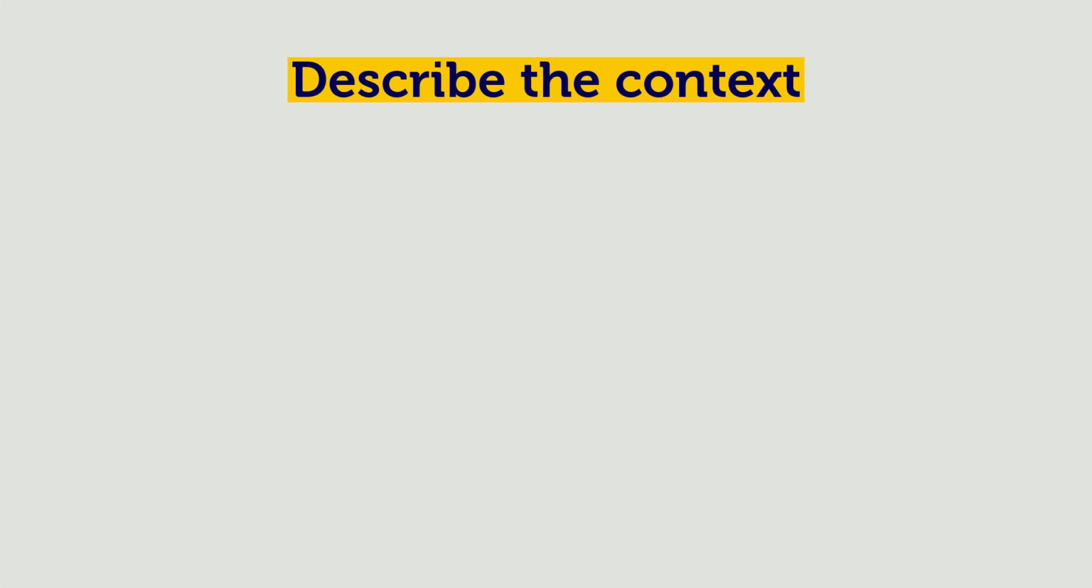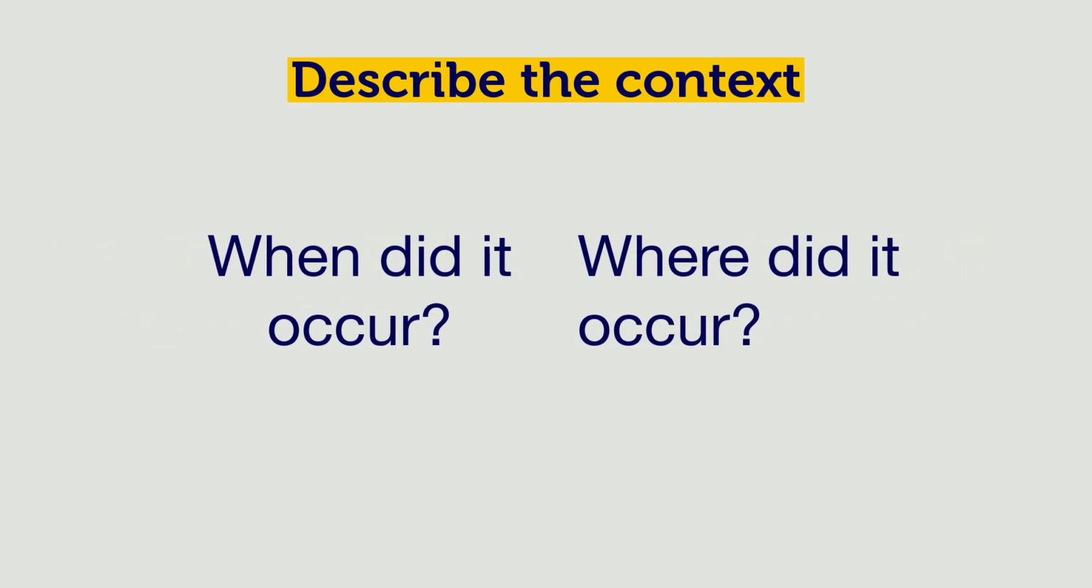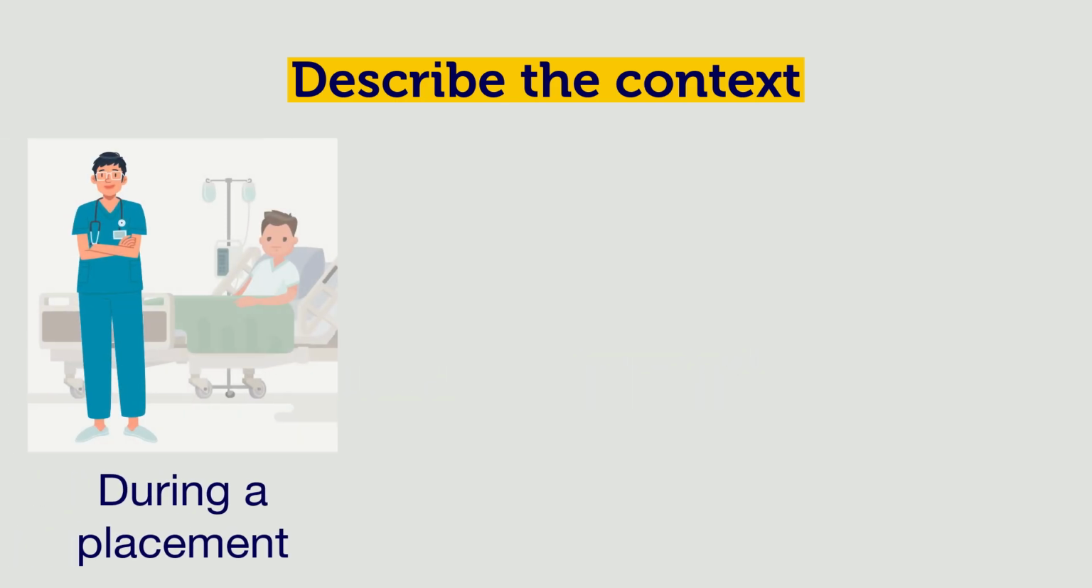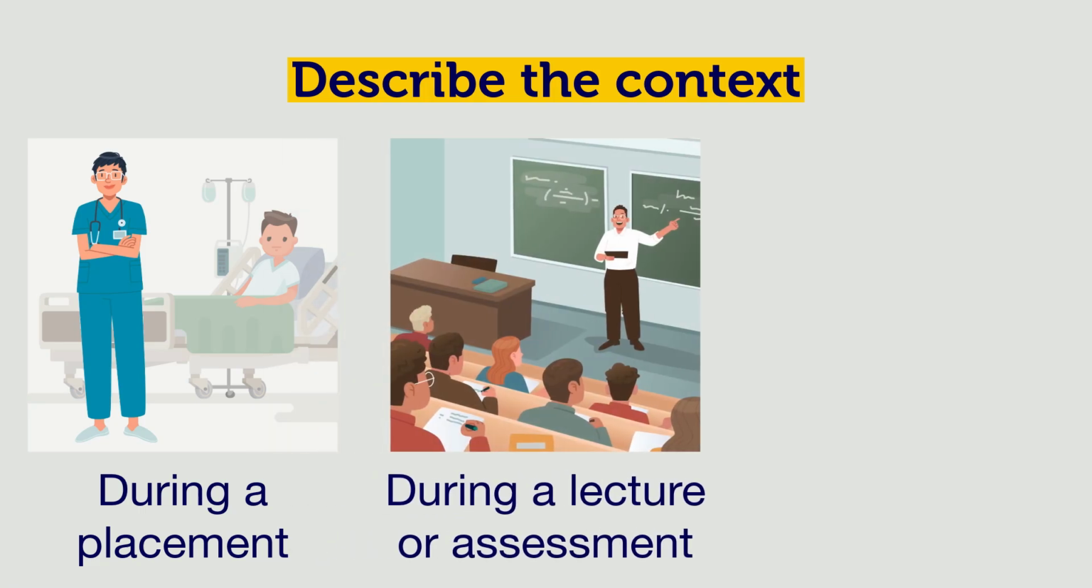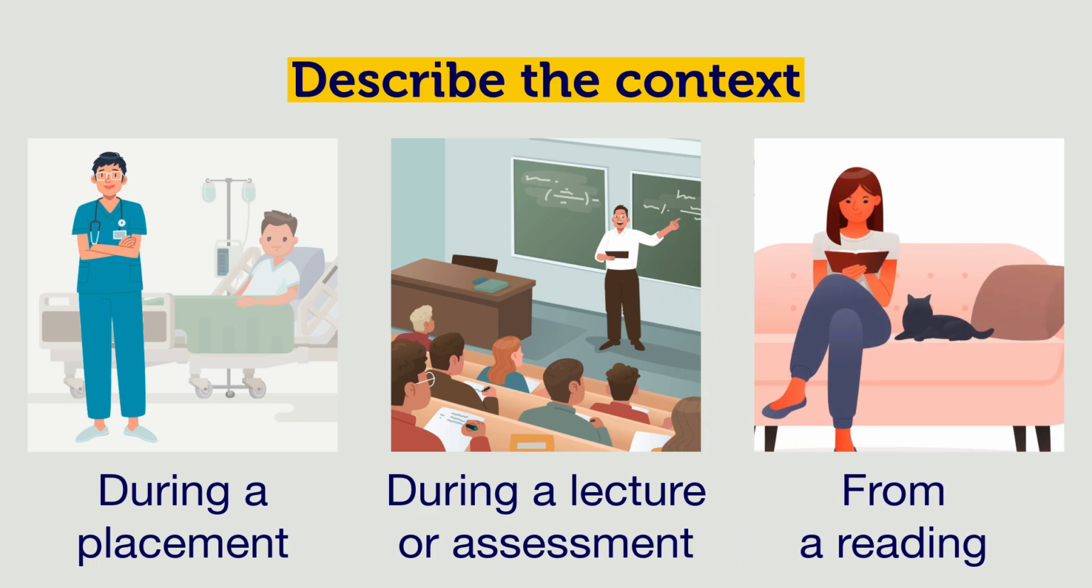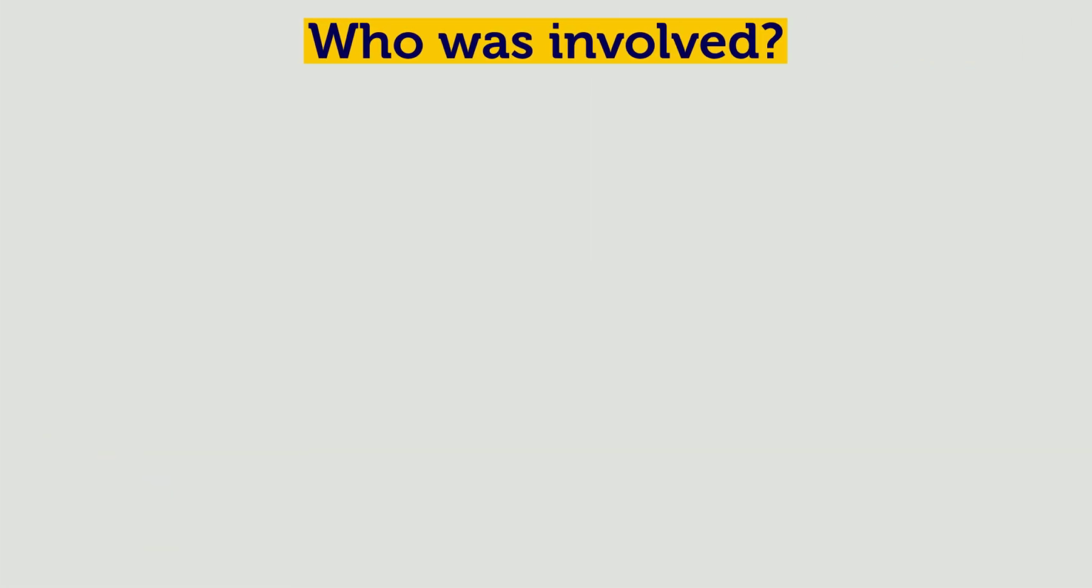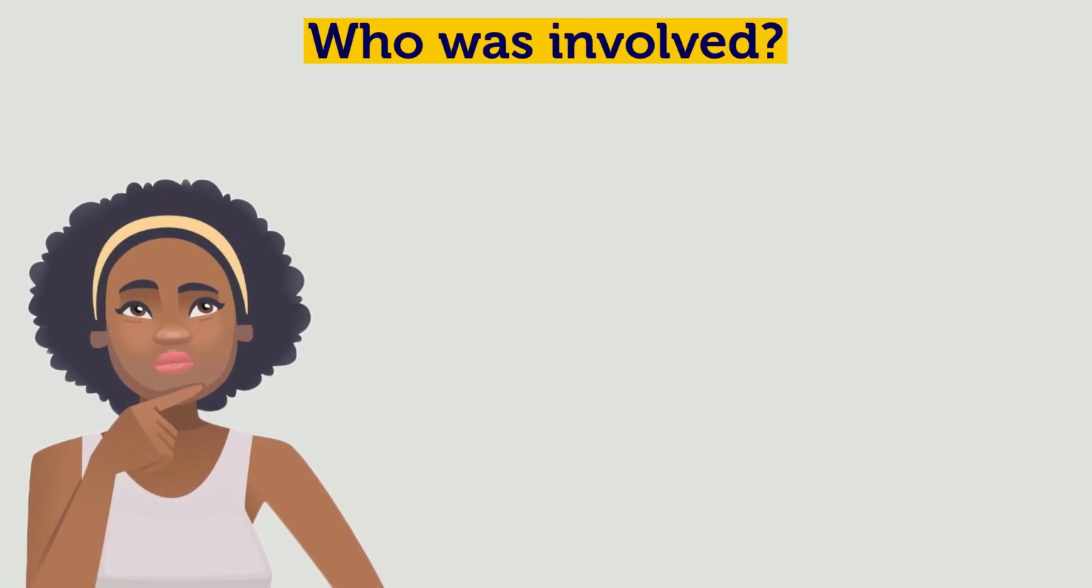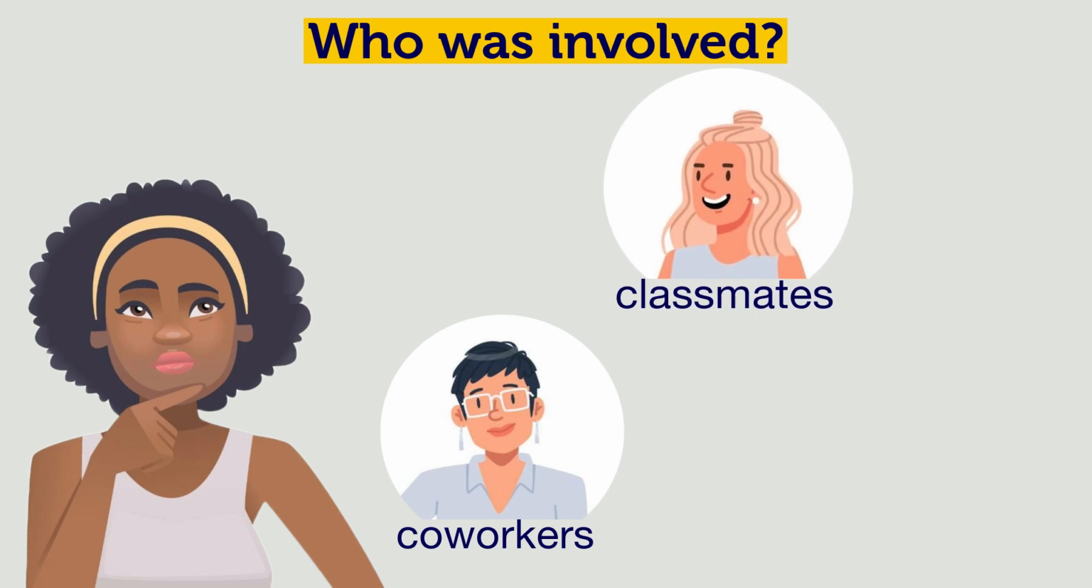Now that your audience understands what it is you have gained from the situation, it's time to give them some details about when and where it occurred. For example, perhaps it happened when you were doing a placement in your course in a business, hospital, or school. Or it might have been during a group assessment, in a lecture or tutorial, or even from a course reading. Another consideration is, are there any people that need to be mentioned in order for your audience to understand the situation clearly, such as co-workers, classmates, or teachers?